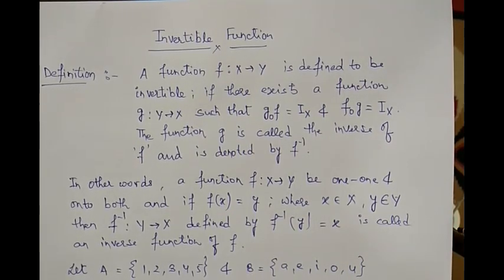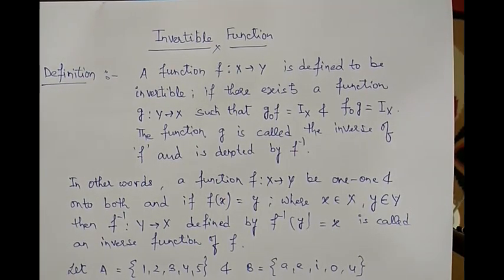A function f from X to Y is defined to be invertible if there exists a function g defined from Y to X such that g composition f is an identity function and f composition g is also an identity function. The function g is called the inverse of f and is denoted by f inverse.